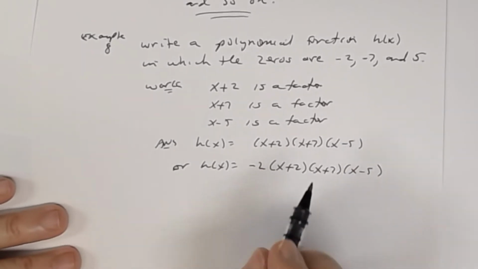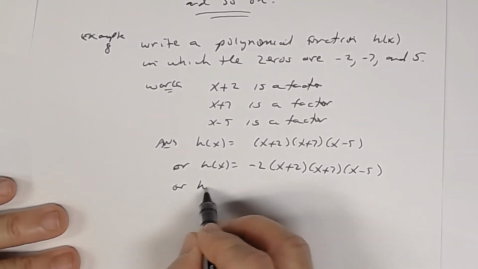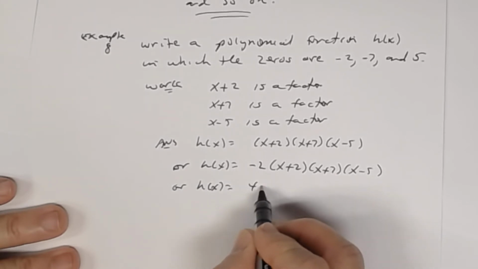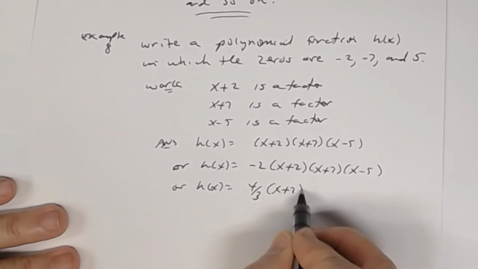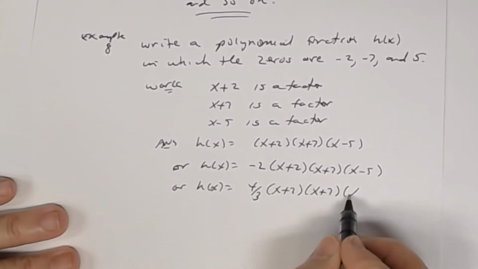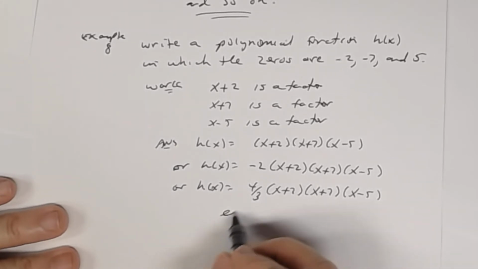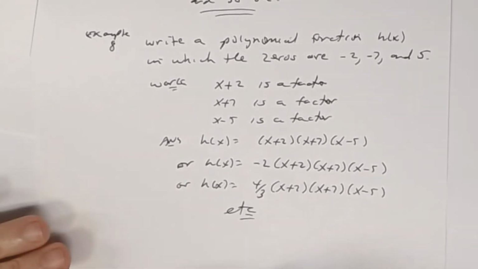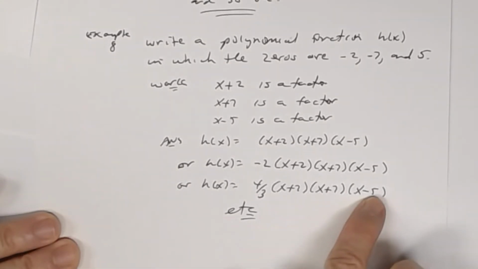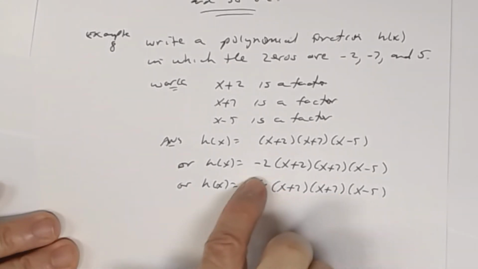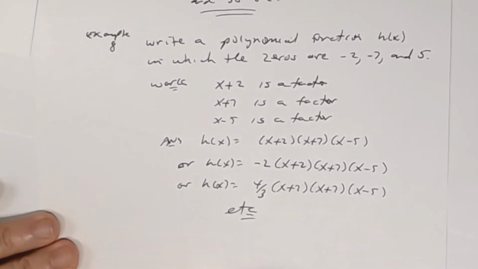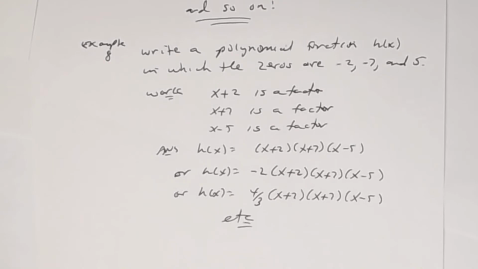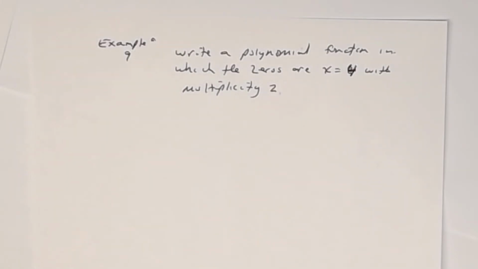Okay? Someone else could have said this. Could have said 4/3 times (x plus 2) times (x plus 7) times (x minus 5), etc. So there's an infinite number of answers. As long as you all have the 3 same factors, the coefficient does not matter. Okay? All right, so that's example 8. All right, let's look at number 9.